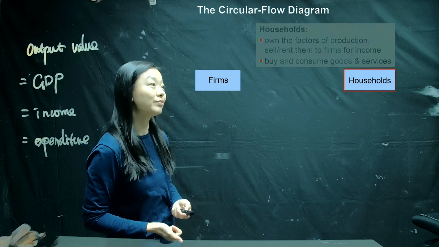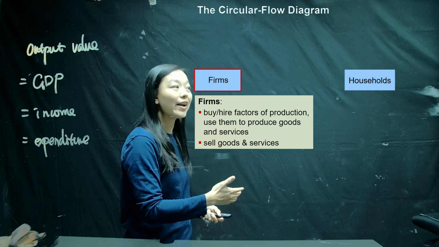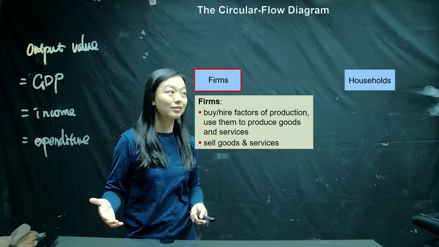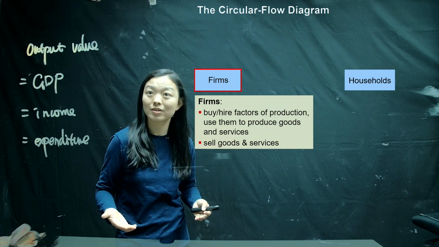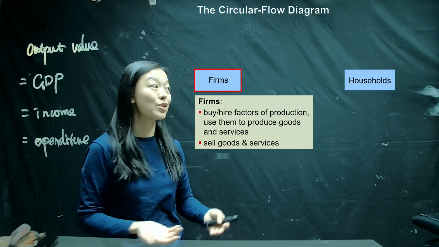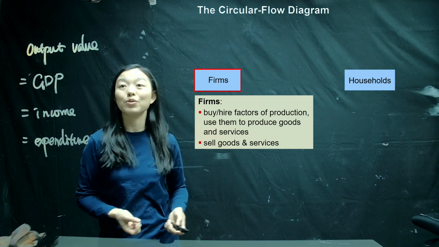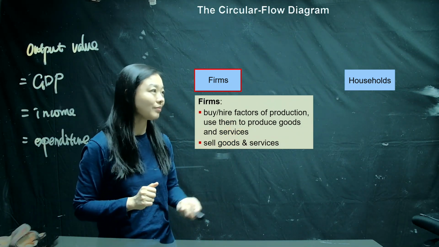For firms, on the contrary, firms will buy or hire the factors of production and use those factors of production to produce goods and services. After that, they can sell those goods and services to households. Okay, so those are the two participants in the circular diagram.